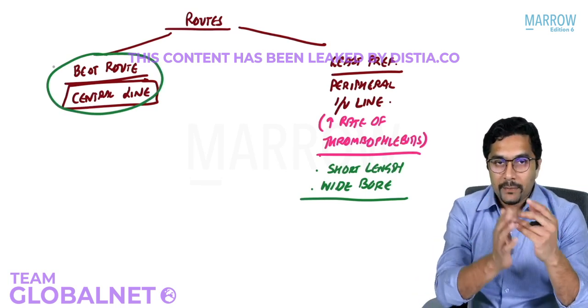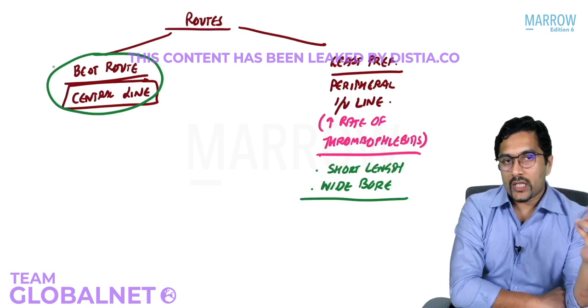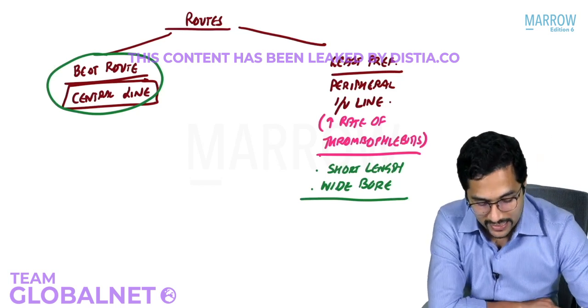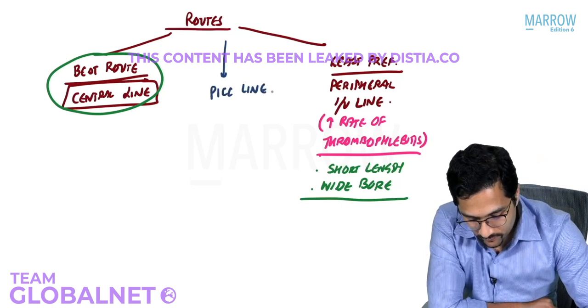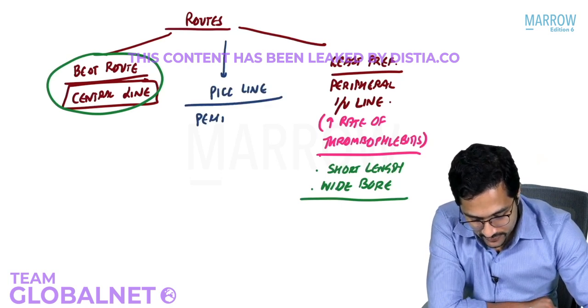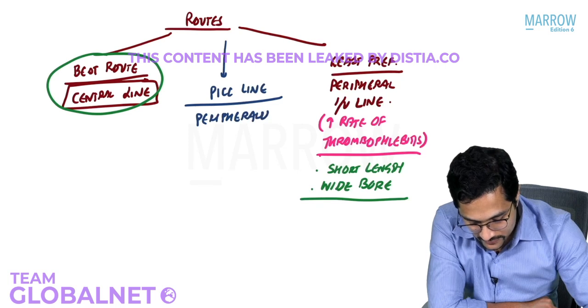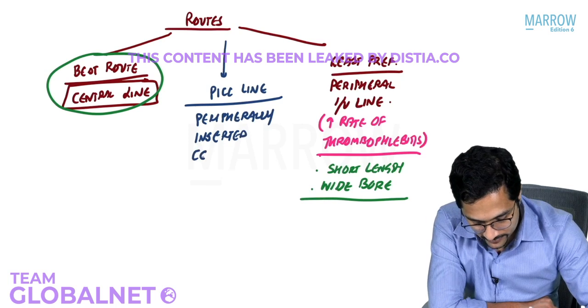Now somewhere in the middle, if you can't put in a central line and you can't get an IV access, then you can put in a PICC line. PICC line is a peripherally inserted central catheter.